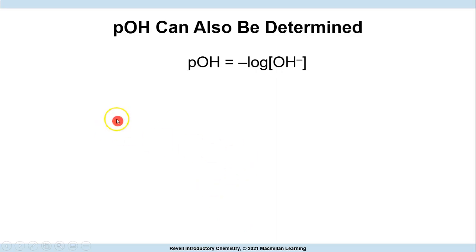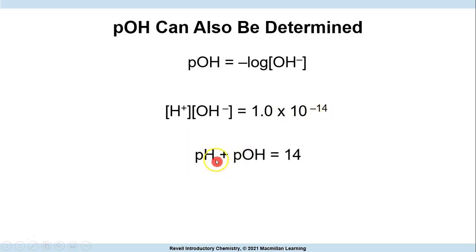Now, let's see how we can look at pOH. Since we've said pH is minus the log of the hydrogen ion concentration, pOH is minus the log of the hydroxide ion concentration. So that is the same: pH is minus log of hydrogen ion concentration, pOH is minus log of hydroxide ion concentration. We know that the hydrogen ion concentration times the hydroxide ion concentration must always be 1.0 times 10 to the minus 14. So pH plus pOH will always give us 14.